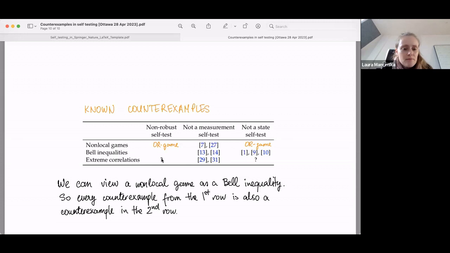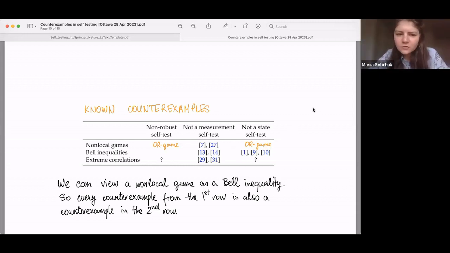And our examples don't provide such correlations, basically because you can use two different strategies with different correlations to win this OR game. That's what our arguments hinge on.